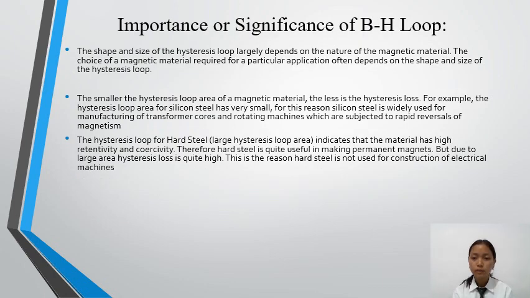Importance or significance of the BH loop. The shape and the size of the hysteresis loop largely depend on the nature of a magnetic material. The choice of the magnetic material required for a particular application often depends on the shape and the size of the hysteresis loop. The smaller the hysteresis loop area of the magnetic material, the less is the hysteresis loss. For example, the hysteresis loop for silicon steel is very small. For this reason, silicon steel is widely used for manufacturing transformer cores and rotating machines, which are subjected to rapid reversal of magnetism.